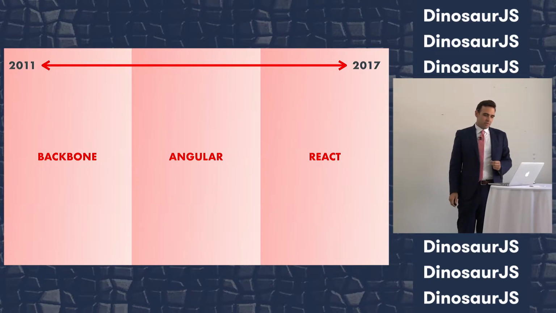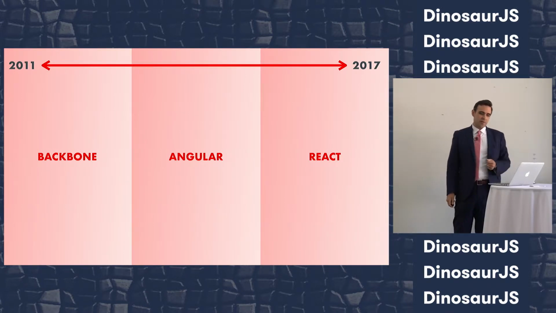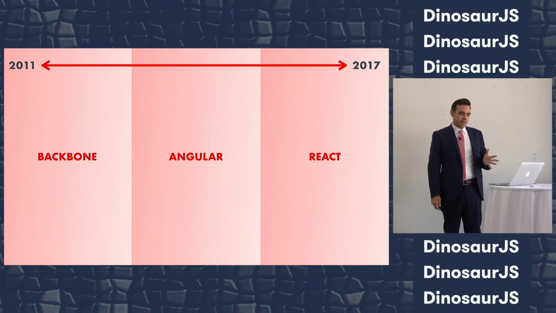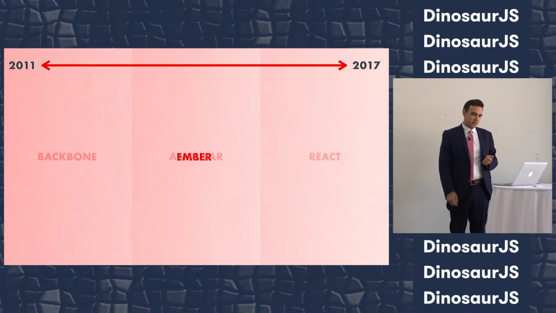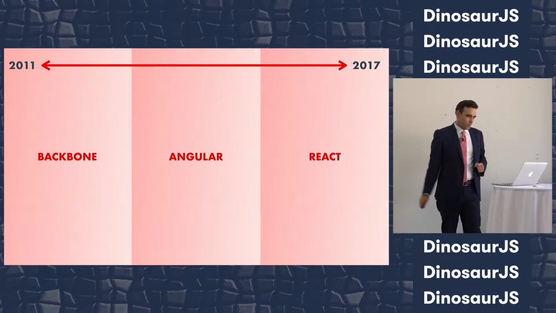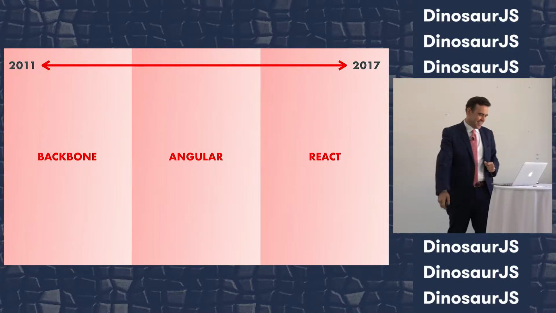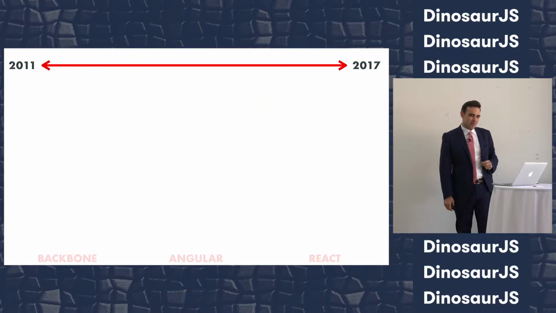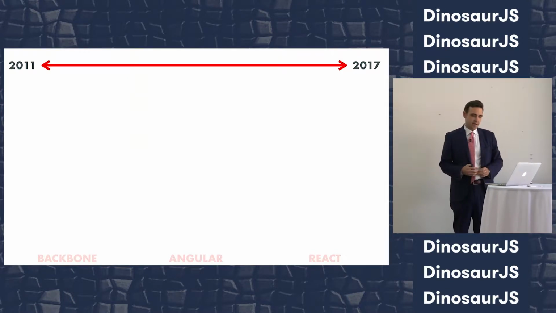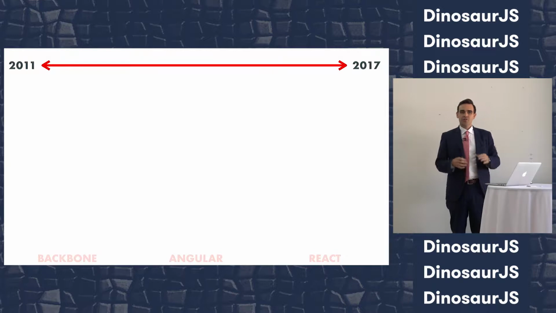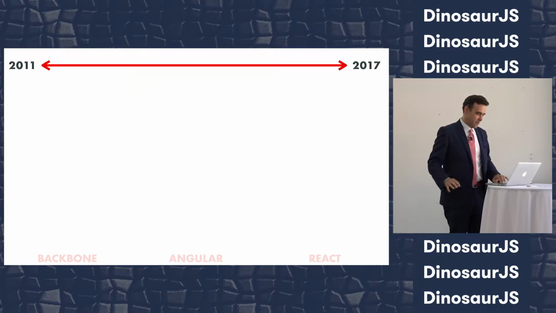So the time period from 2011 to 2017 can roughly be broken up into the Backbone era, the Angular era, and the React era. Now, this trio of eras is also sometimes referred to as the Ember era. And it's easy to become enamored with the simplicity of a tool. And that can lead us to underestimate the complexity of building modern web apps. So let's hop in the time machine and see how the simplicity fetish plays out.